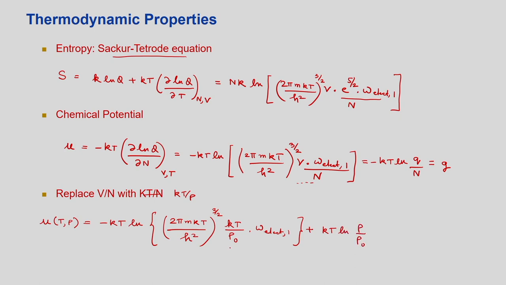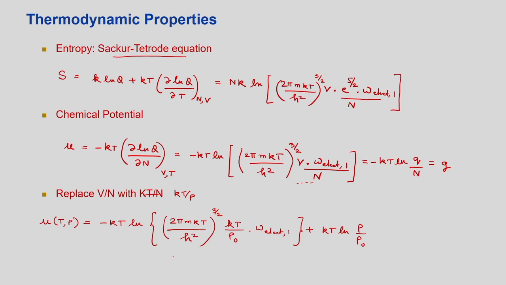So, if you see, nothing has changed. I have only added minus kT ln P0 here, and you have another kT ln P0 added here. So, that actually cancels out. Because this is minus kT ln P0 and here it is minus minus, here it will cancel out with plus kT ln P0, and here we have kT ln P0. So, I have not done anything, I just introduced a standard pressure term, that is P naught.